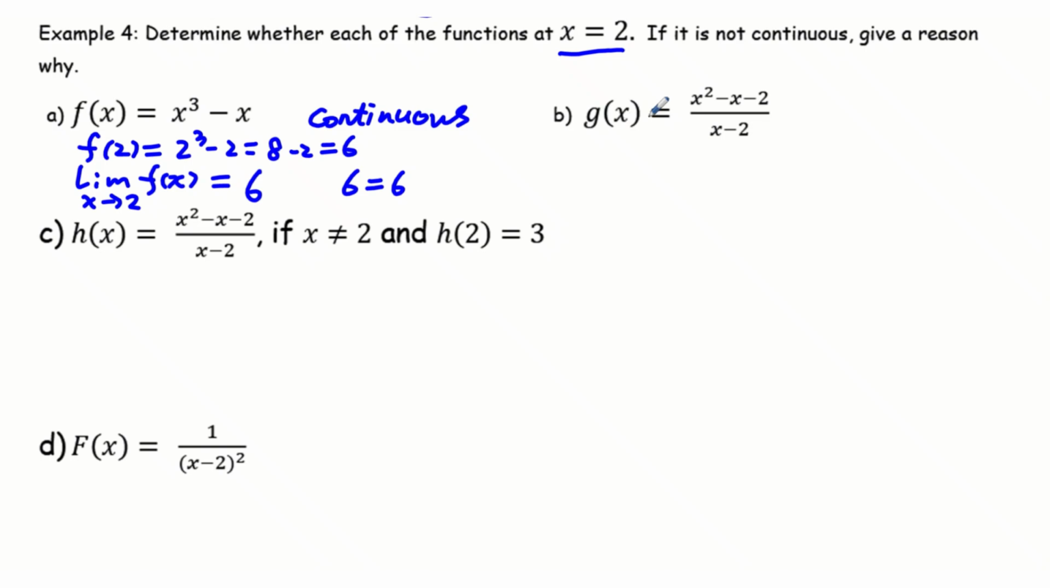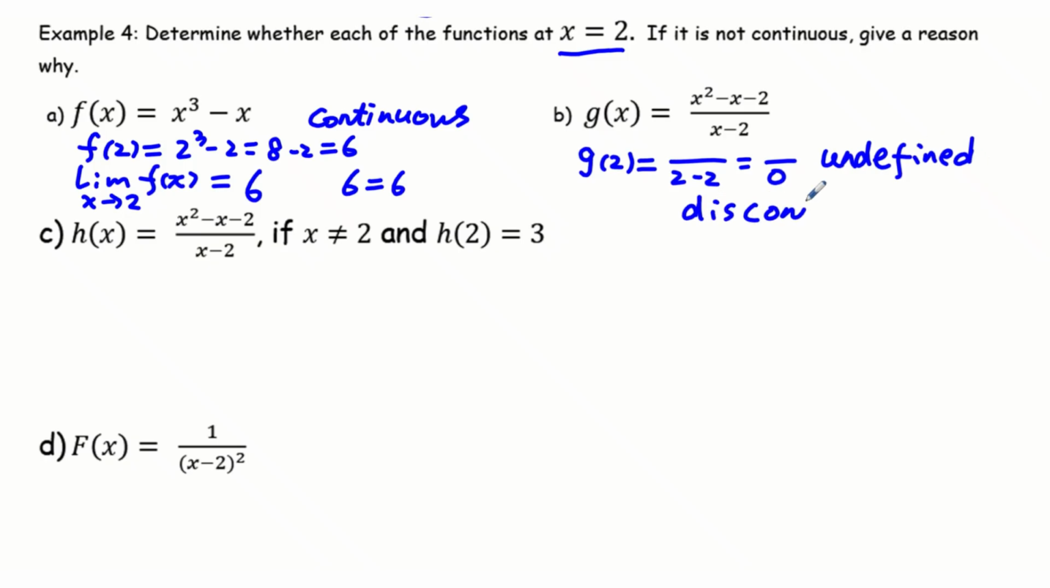The next one, g of x. For g of x, we are going to see step 1. G at 2, we sub in 2 minus 2 gives you 0. So dividing by 0 is undefined. Then it is discontinuous. We don't have to go further. So it's discontinuous.